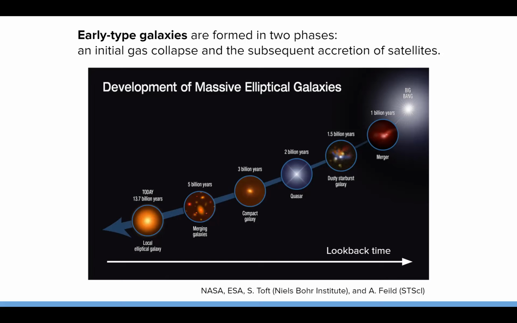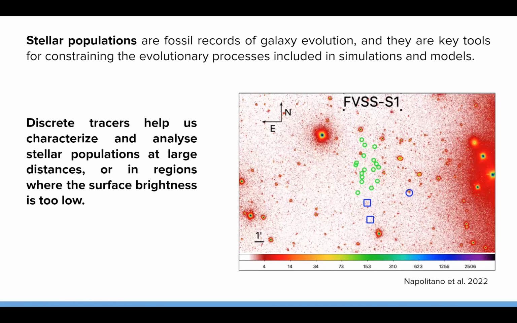So we're going to focus on the second phase of the accretion because this is the one that is usually traced by looking at the stellar populations of these types of galaxies. Stellar populations are really cool because they are basically fossil records of everything that the galaxy has been through. We can look at them now and try to see what they can tell us about the story of the galaxy. But the problem with stellar populations, which is not really a problem, is that we can only see them under certain circumstances.